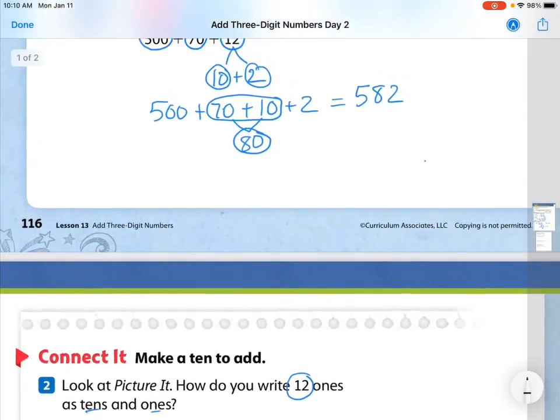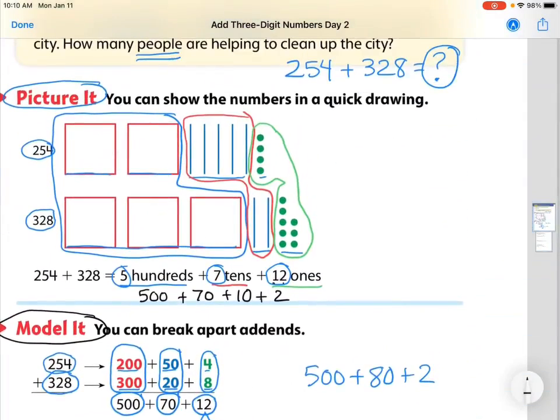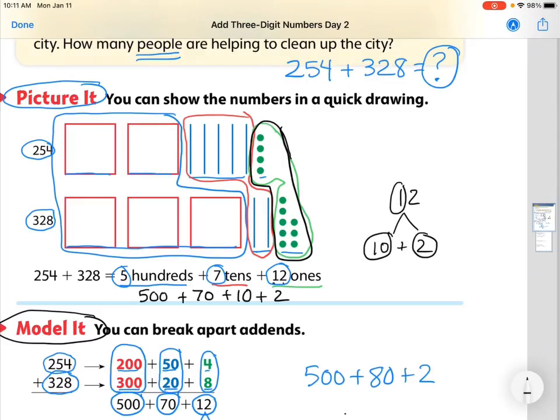Let's take a look at the picture it. Okay, here's the picture it. When we put together 4 ones and 8 ones, we actually have 12 ones altogether, which is the same as a 10 and a 2, right? And 10 we know is 1 ten. There it is.